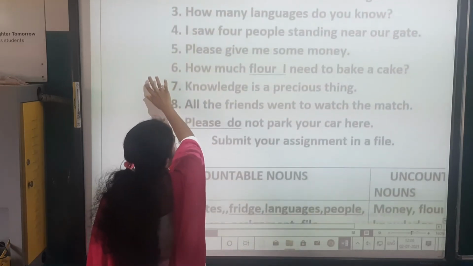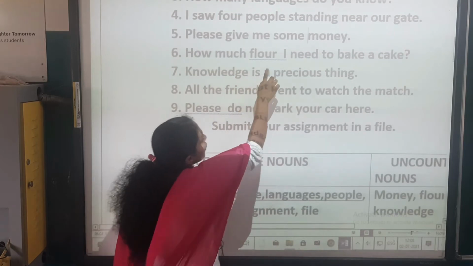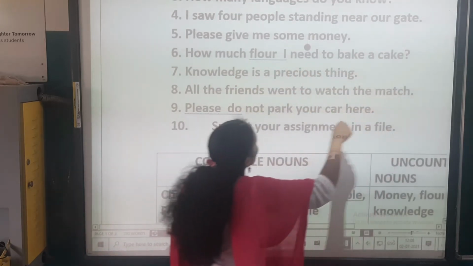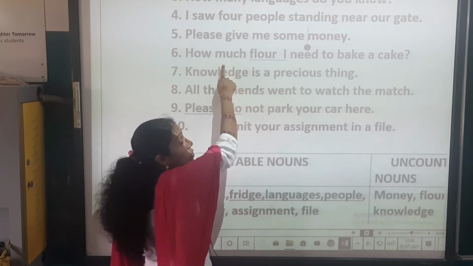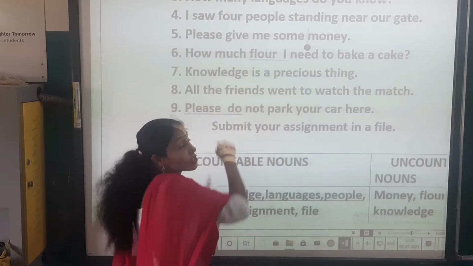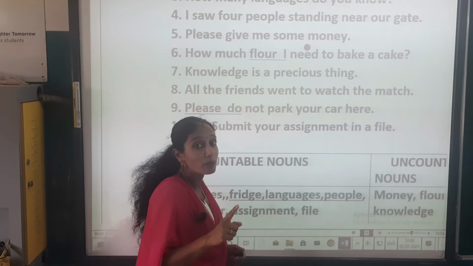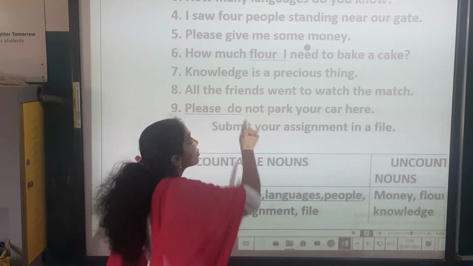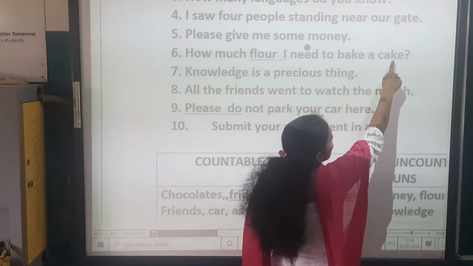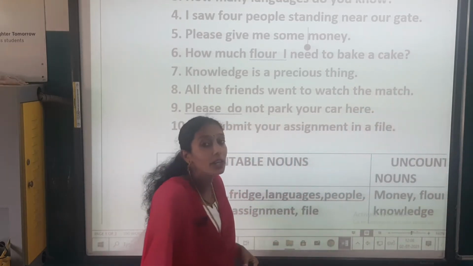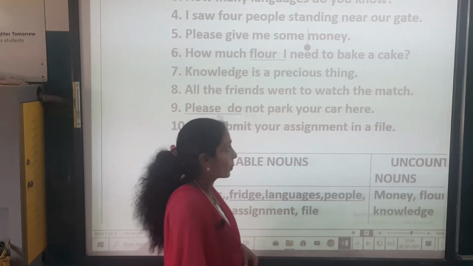Next one. How much flour do I need to bake a cake? So flour. See the word that is used before this noun, much. Much stands for uncountable noun. So flour is an uncountable noun, and see here a cake. So cake comes under countable noun.